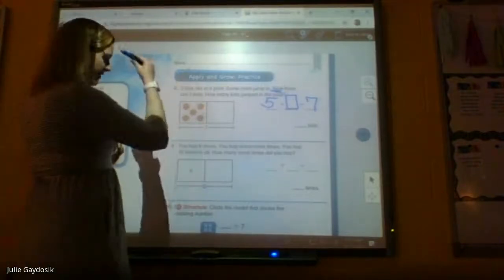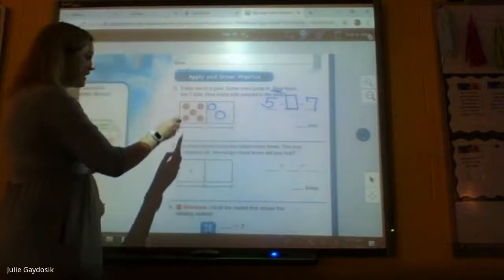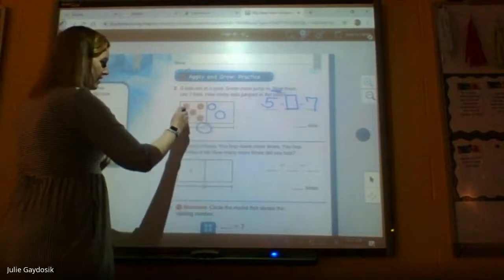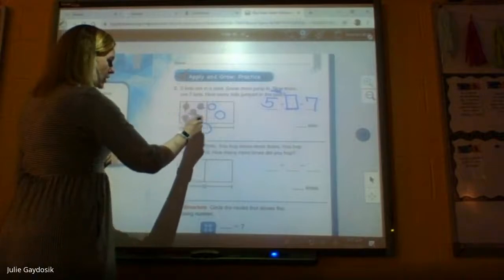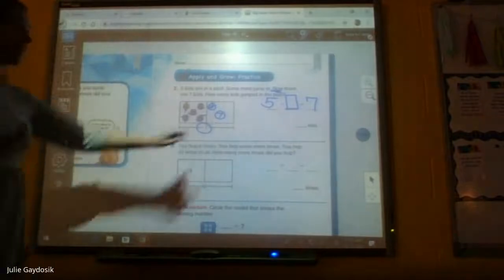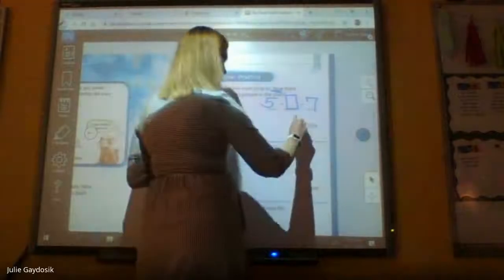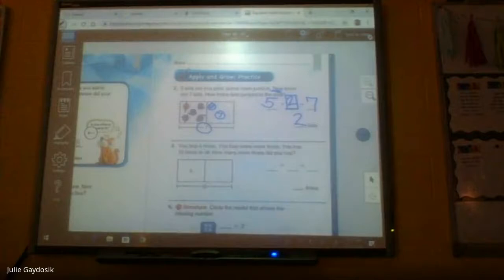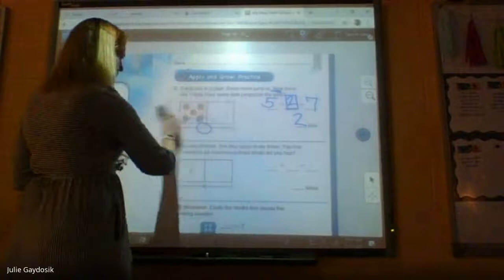Same thing. Put 5 in your head. Count on. 6, 7. If you need to, you can always put the numbers over this till you get to 7. So you could do 1, 2, 3, 4, 5, 6, and 7. Then you look at how many you drew in that second box, and I drew 2. So 5 plus 2 equals 7. Okay, let's do one more together.